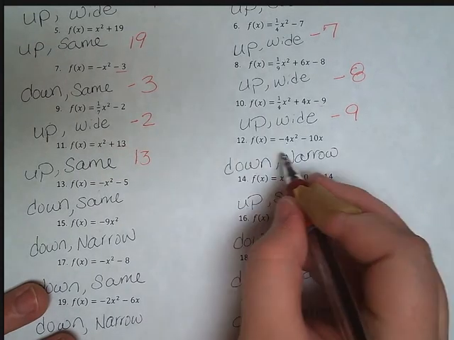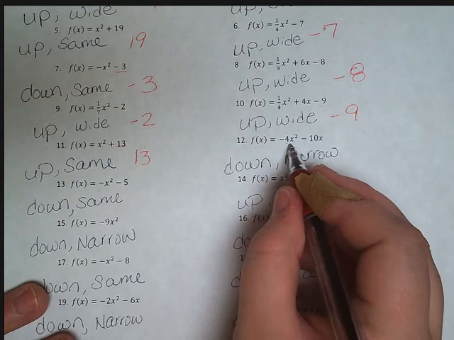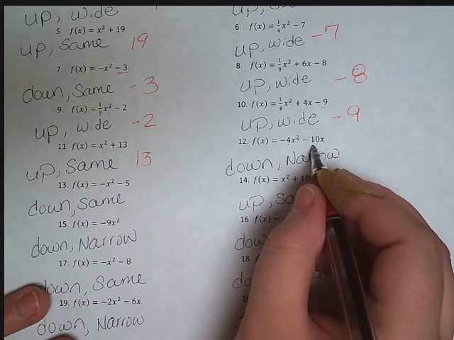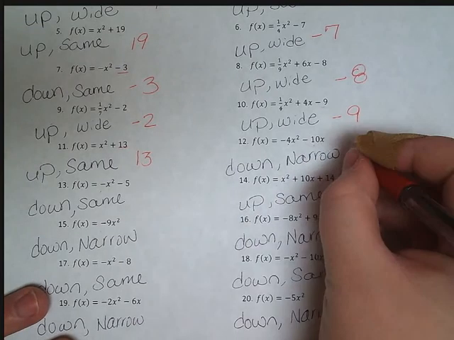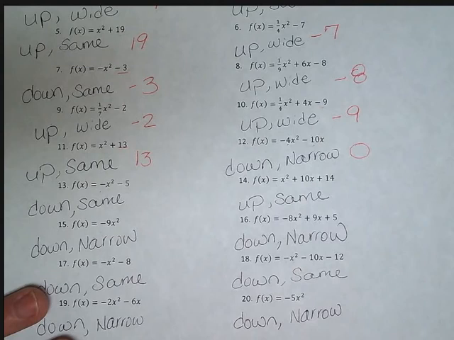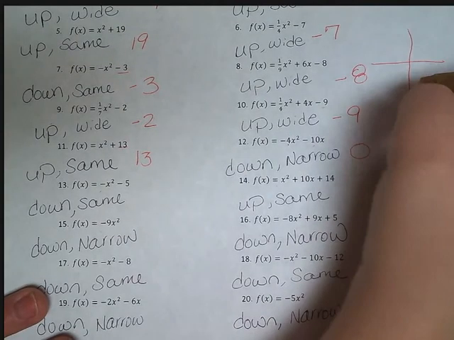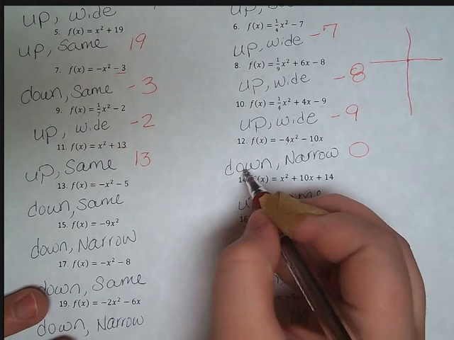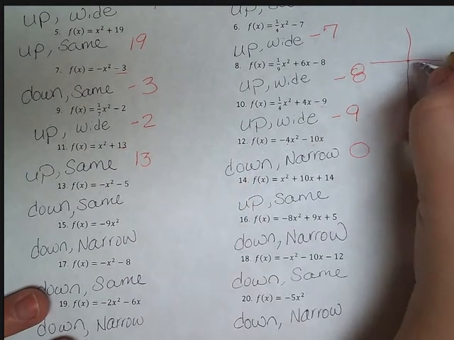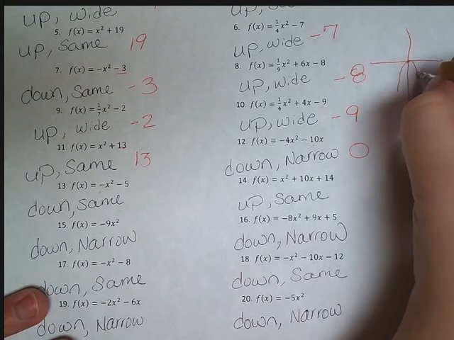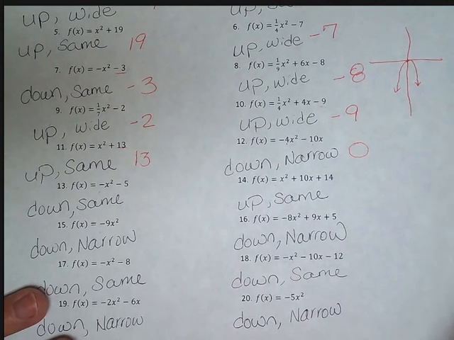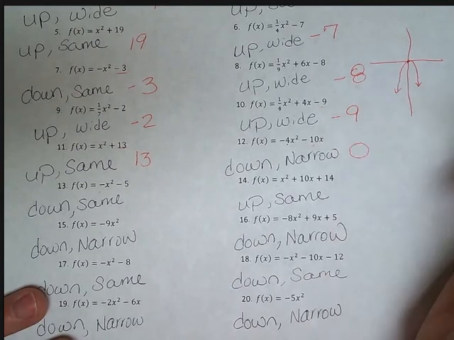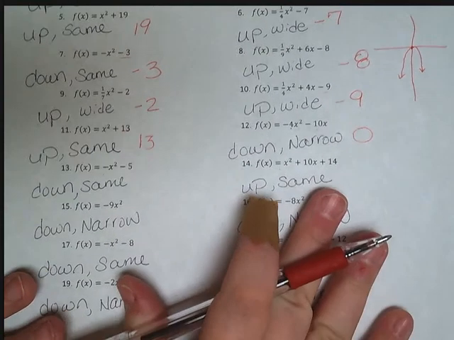Number 12, notice that you've got a -4x squared and a -10x, but we don't have a value that does not have an x, so that means that our y-intercept here is 0. And just for your visual purposes, when your y-intercept is 0, that means your graph is actually going to cross here. So for example, since this one is down and narrow, it's probably going to look something along those lines. That is absolutely not completely accurate, but this is narrower and it crosses at that 0 point.